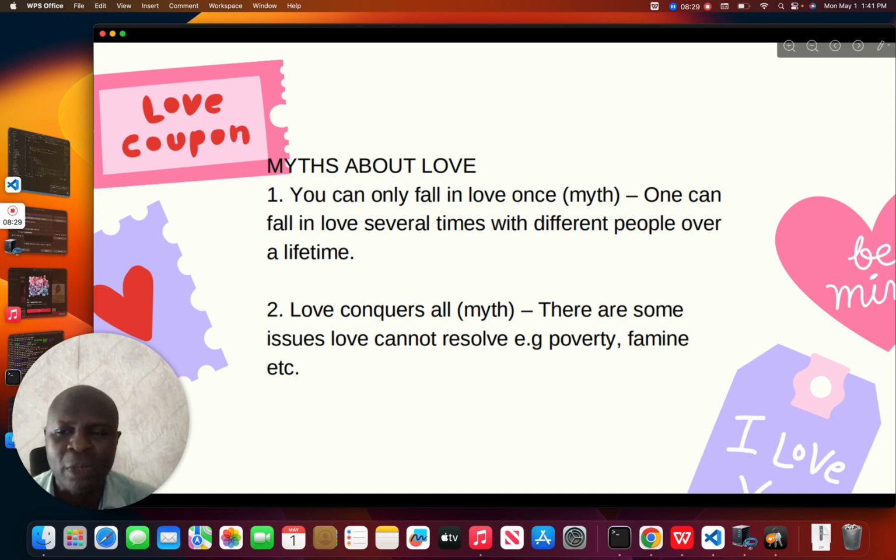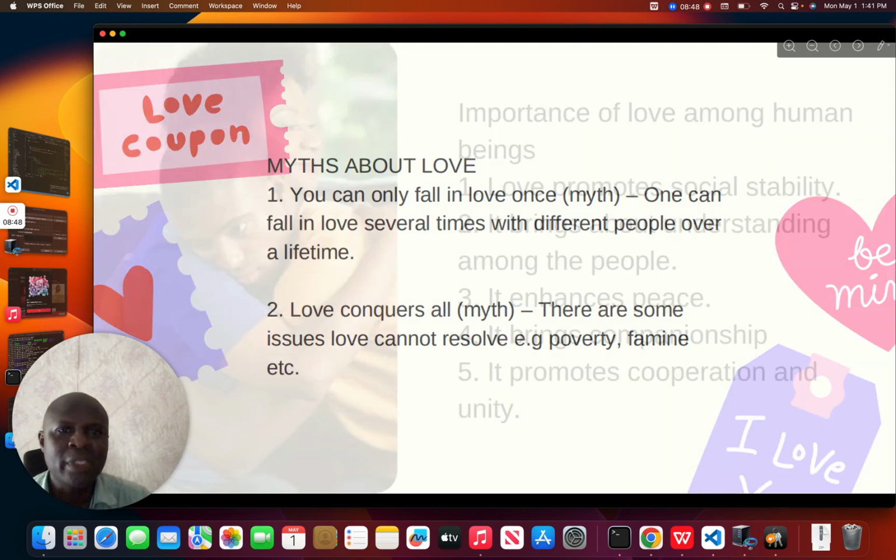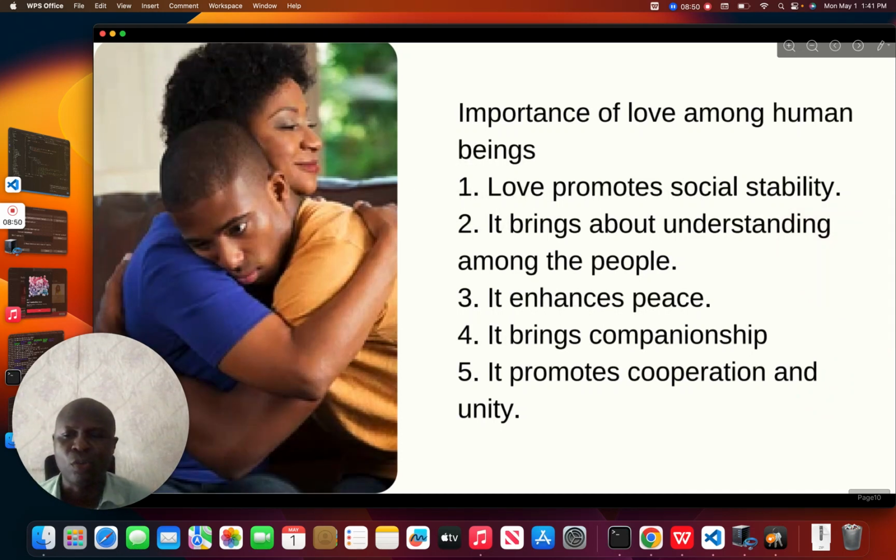For example, somebody that is poor, and maybe there is famine, and you are expecting love to conquer it. No, you need to be hardworking and you need to save so that you will not fall into problems, so that you will not be short of what you need. And that will take us to the importance of love.